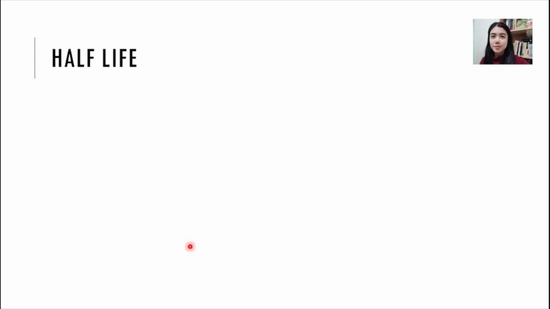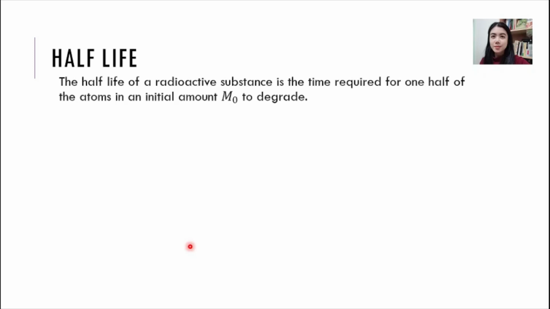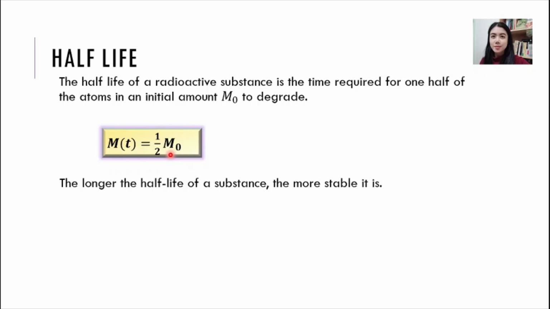Let's just look at the half-life. The half-life of a radioactive substance is the time required for 1/2 of the atoms in an initial amount m0 to degrade. It means that your m(t) is equal to 1/2 of the m0. The longer the half-life of a substance, the more stable it is.